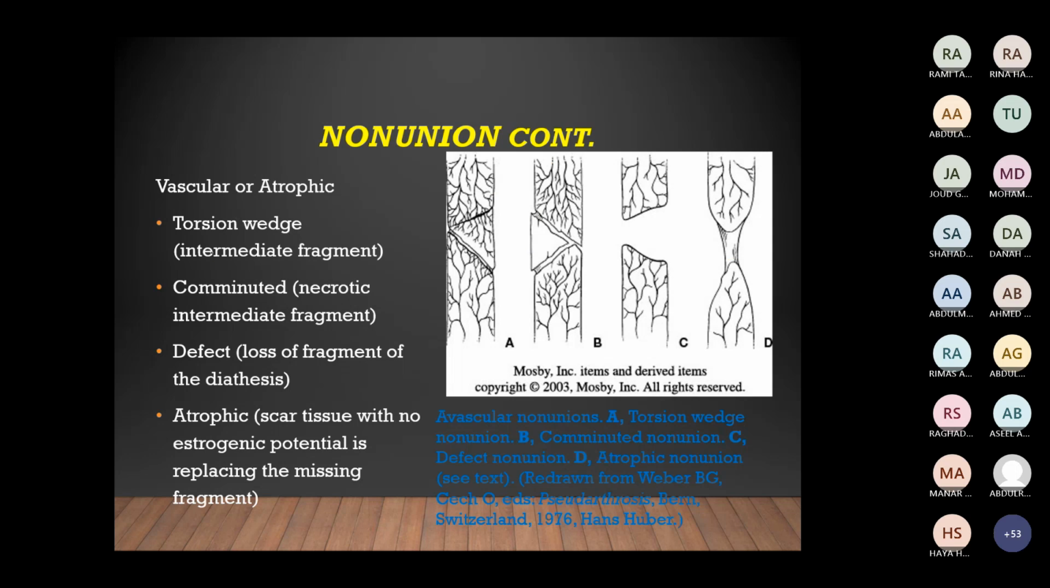So this is the torsion wedge. The torsion wedge has an intermediate fragment. This is the comminuted necrotic fragment. You can see over here, intermediate fragment. This is a defective loss of fragment of diaphysis, and this you can see very clearly. There's an atrophy over here, atrophic scar tissue. No osteogenic potential is replacing the missing fragment. Maybe this will occur in a female who has already undergone menopause, so they try to supplement the estrogen such that this atrophy doesn't occur.